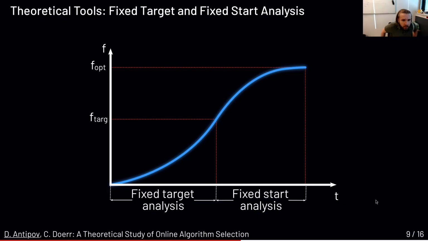So now, which tools do we use in our analysis? Well, actually we use tools that have been developed before. It's fixed target and fixed start analysis. Fixed target analysis aims at estimating the time that the algorithm needs to reach some particular fitness value. So how long does it take the algorithm to get a good solution? And fixed start analysis aims at estimating the time that it takes the algorithm to find the optimal solution when it starts with some nice solution, or some solution that is already better than just a random one.